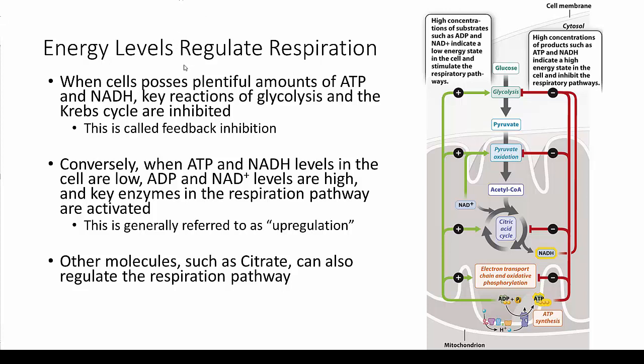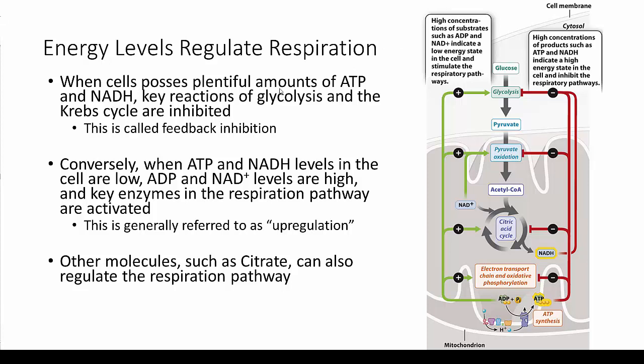One of the primary things that regulate the breakdown of glucose molecules are the energy levels themselves. So the amount of ATP and NADH, for example, are some of the key factors that actually regulate things like glycolysis and the Krebs cycle themselves.